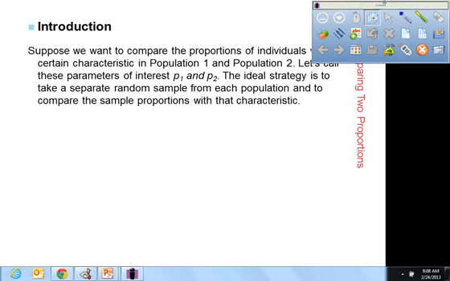Suppose we want to compare the proportions of individuals with a certain characteristic in population 1 and in population 2. Let's call these parameters of interest P1 and P2. Notice that they're P's and not P hats because they come from a population. The ideal strategy is to take separate random samples from each population and compare the sample proportions with that characteristic. So we take a sample from population 1 and a sample from population 2, and then we compare the proportions that we get out of both of them.